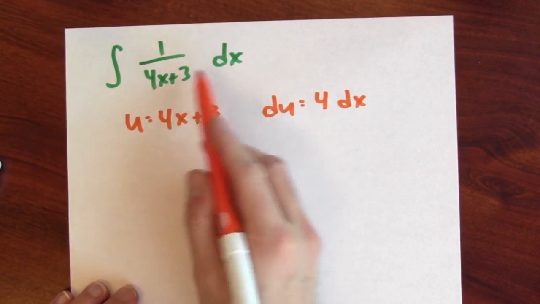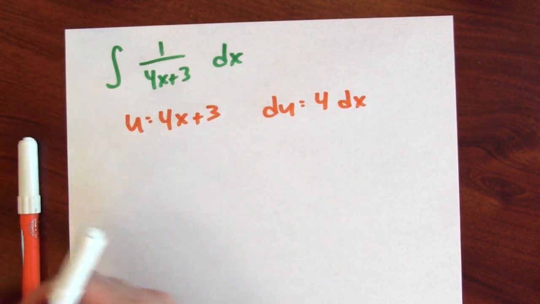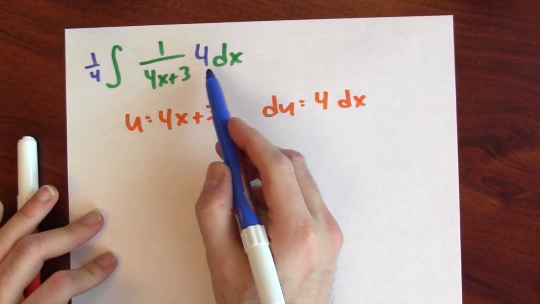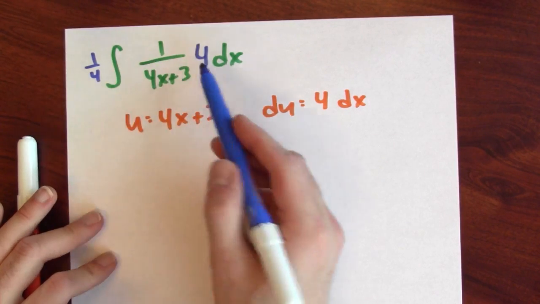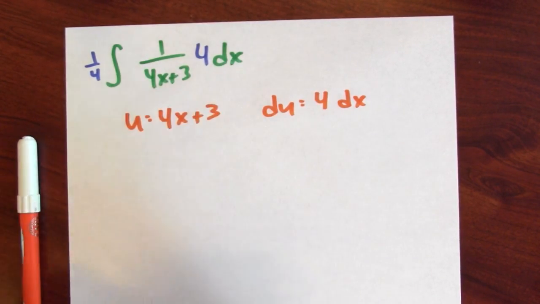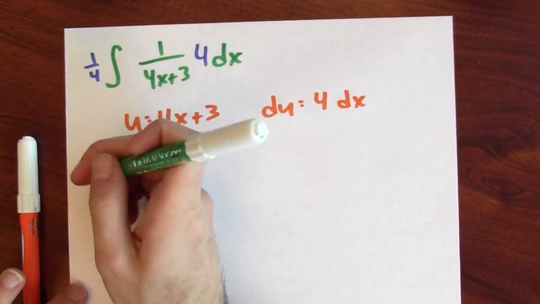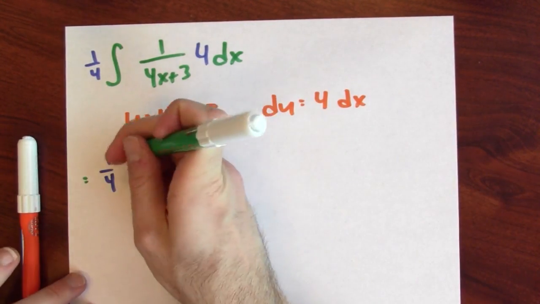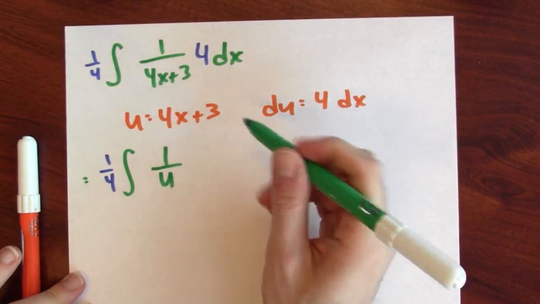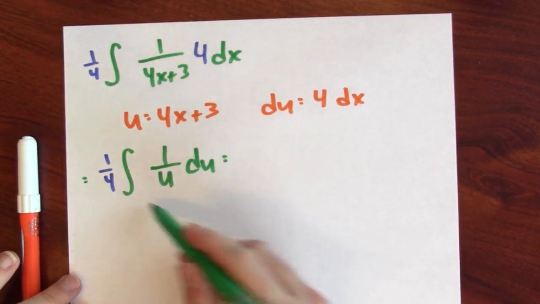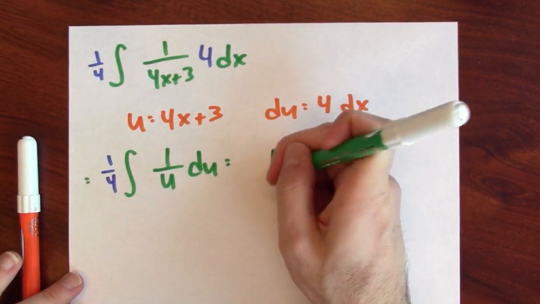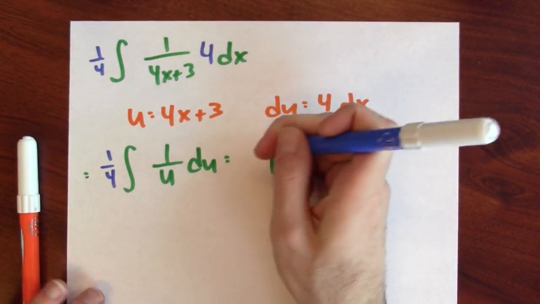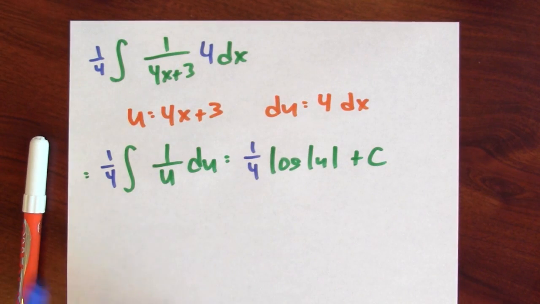Now I don't see a 4 dx in my integrand here, but I can manufacture a 4 dx if I multiply by 1/4 and 4. That's like doing nothing, right? Those cancel, but now I've got a 4 dx in my integrand. So the original antidifferentiation problem is 1/4 of antiderivative 1 over u du. And I know an antiderivative of 1 over u du, right? It's log of the absolute value of u plus c, and I've got to make sure to include that constant on the outside of 1/4.